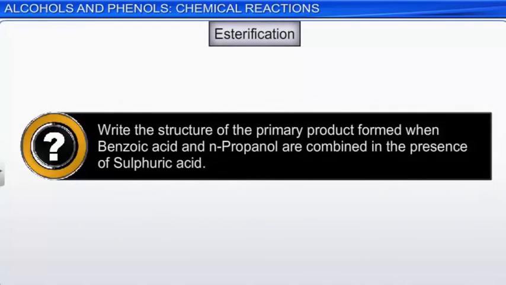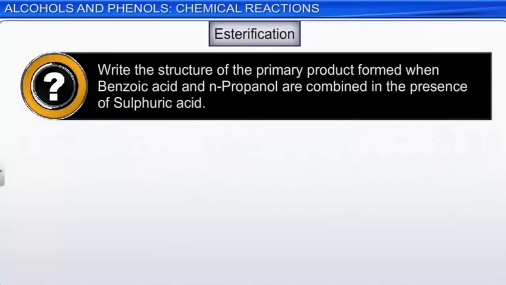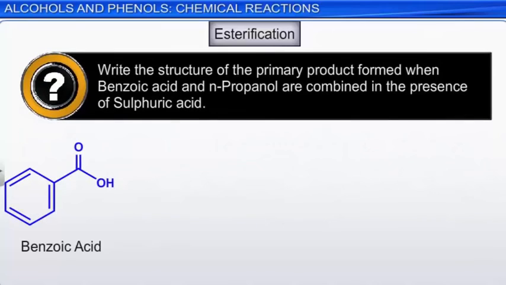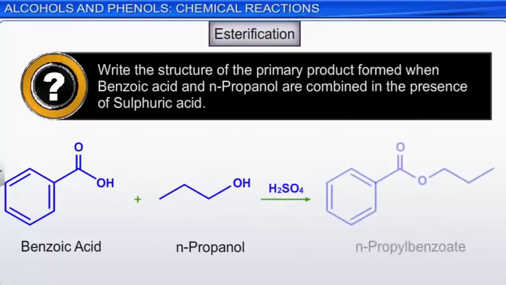Try to work out this problem on your own before continuing. Write the structure of the primary product formed when benzoic acid and N-propanol are combined in the presence of sulfuric acid. Start by drawing out the structures of the reactants. You should recognize this as an esterification reaction. Propyl benzoate is the main product of the reaction.